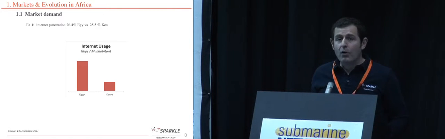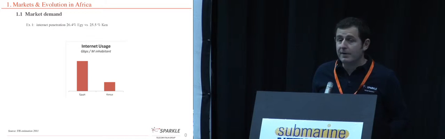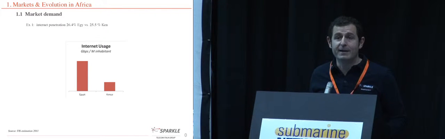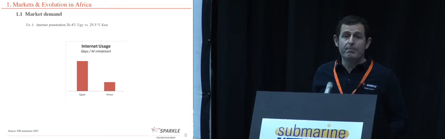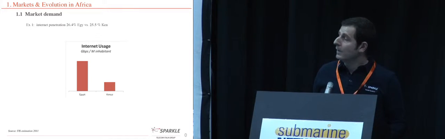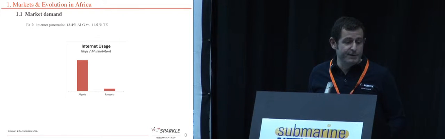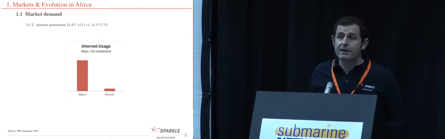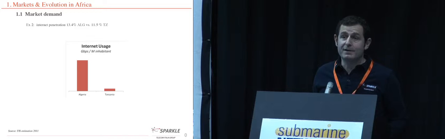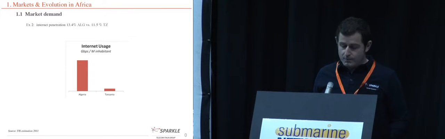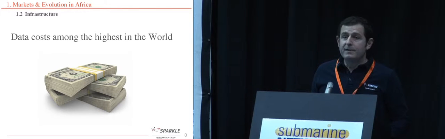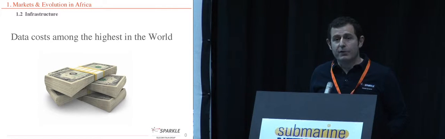Let's see in detail for some countries. If we take the example of Egypt and Kenya, we can see that there is a big difference in consumption of IP transit. Let's see another example. If we see Algeria and Tanzania, both of them have similar penetration rates. However, the delta is even bigger than for the previous example. Amazing, isn't it? Let's see why we have come to this kind of situation.